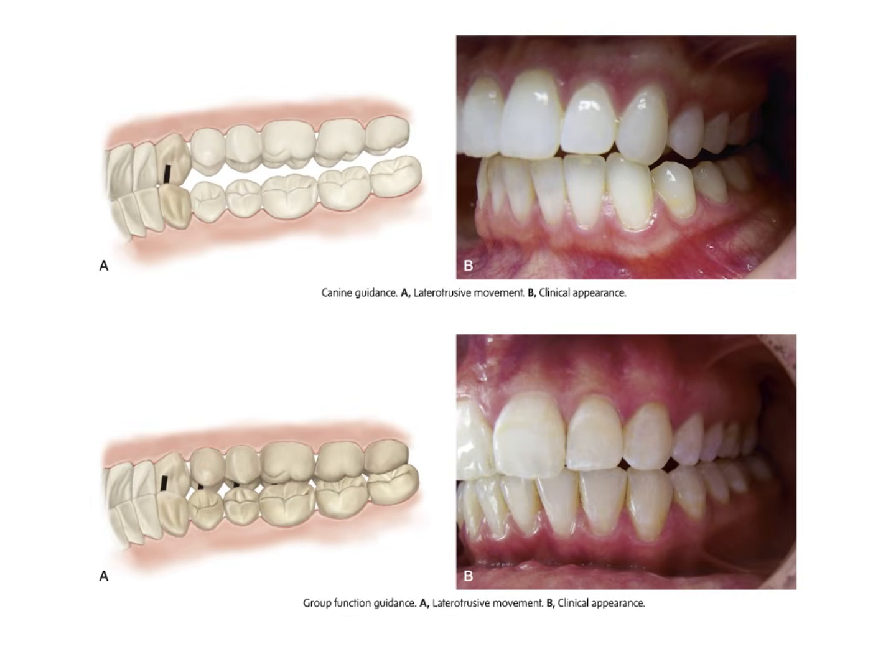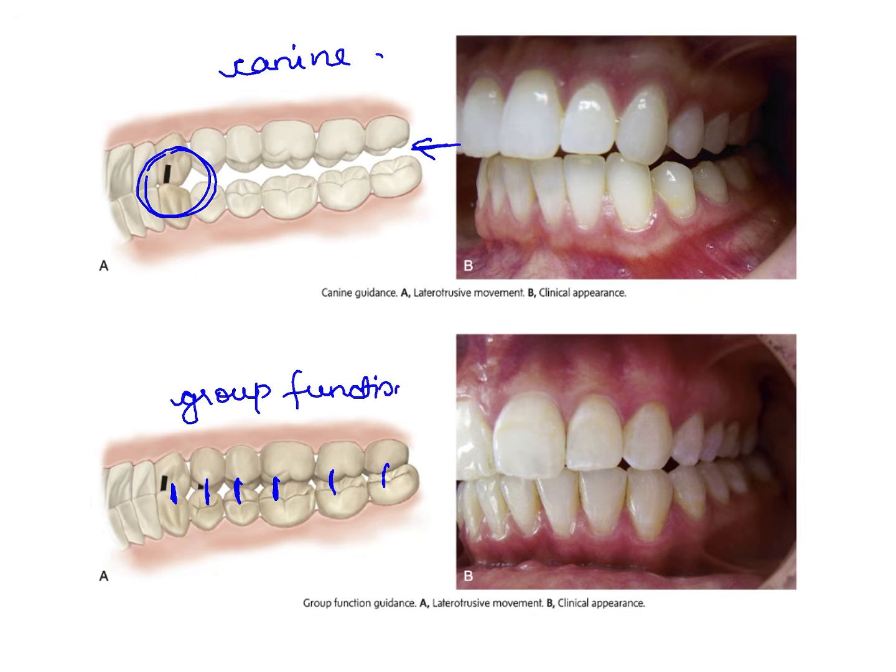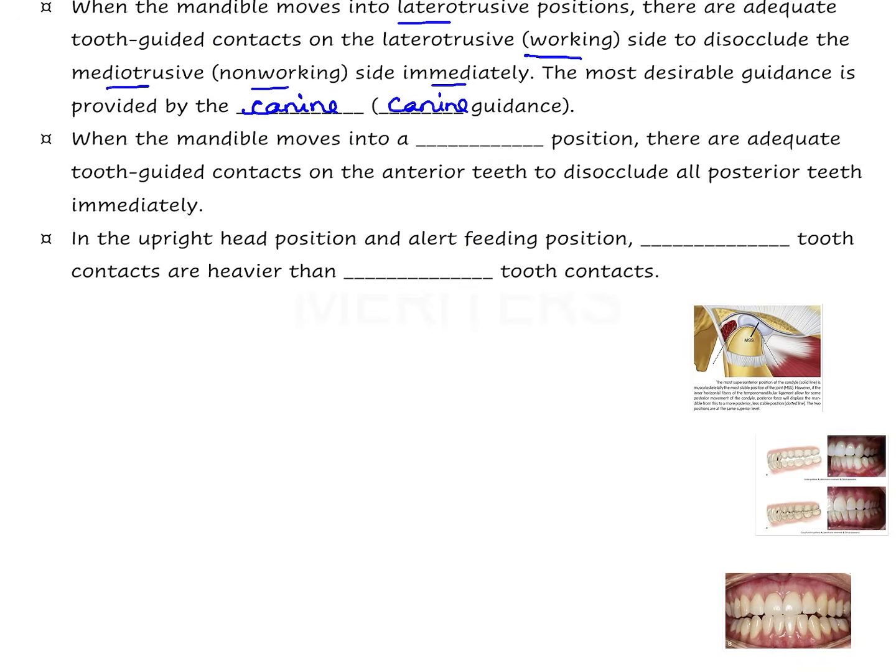So, when you move your jaw to either side, if only the canine is touching and the posterior teeth are not touching, it is known as canine guidance. If multiple teeth are touching, like if all posterior teeth or a few posterior teeth are touching, this is known as group function. As you can see, this is canine guidance, this is group function. This is happening on the side of jaw movement, on the laterotrusive side. But on the non-working side, there is no tooth contact. This is a sign of a healthy occlusion.